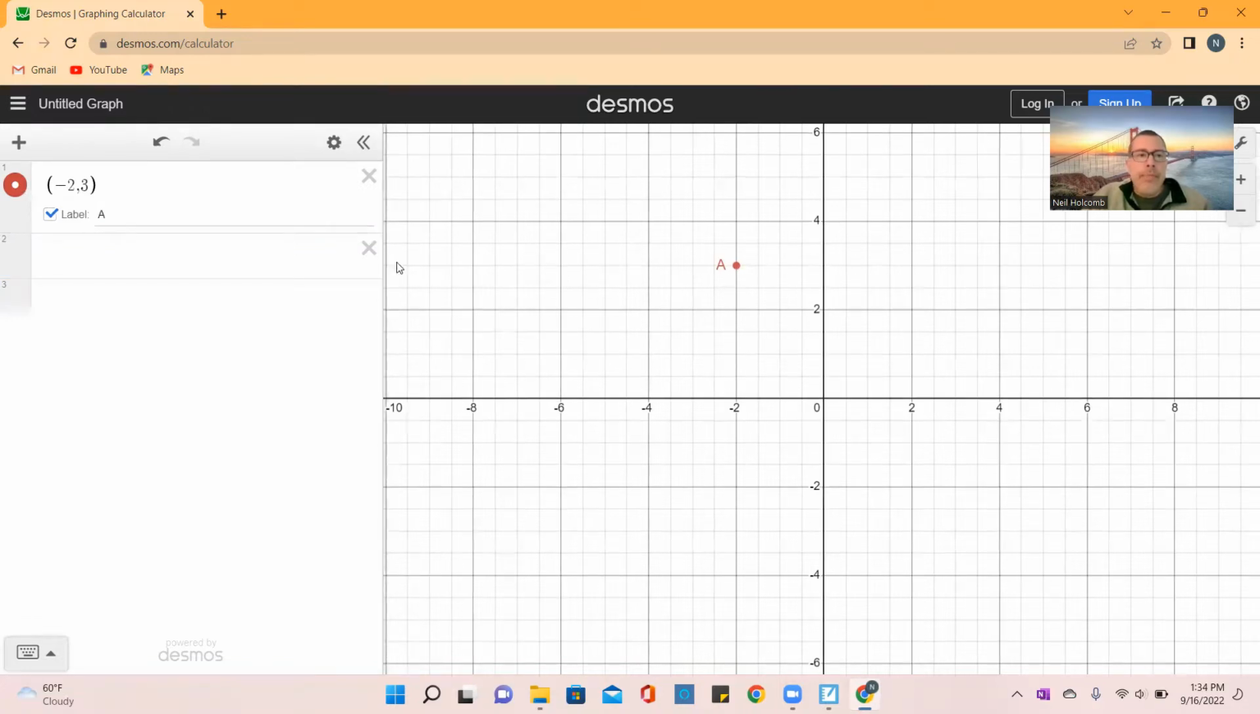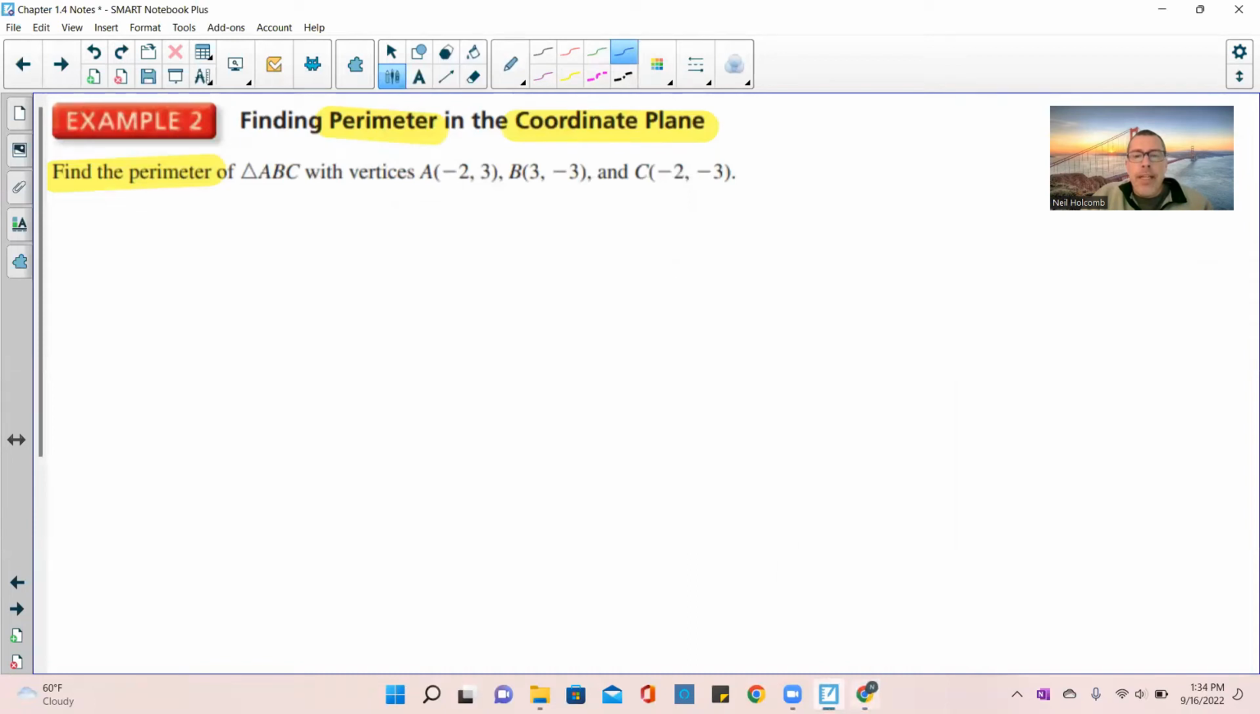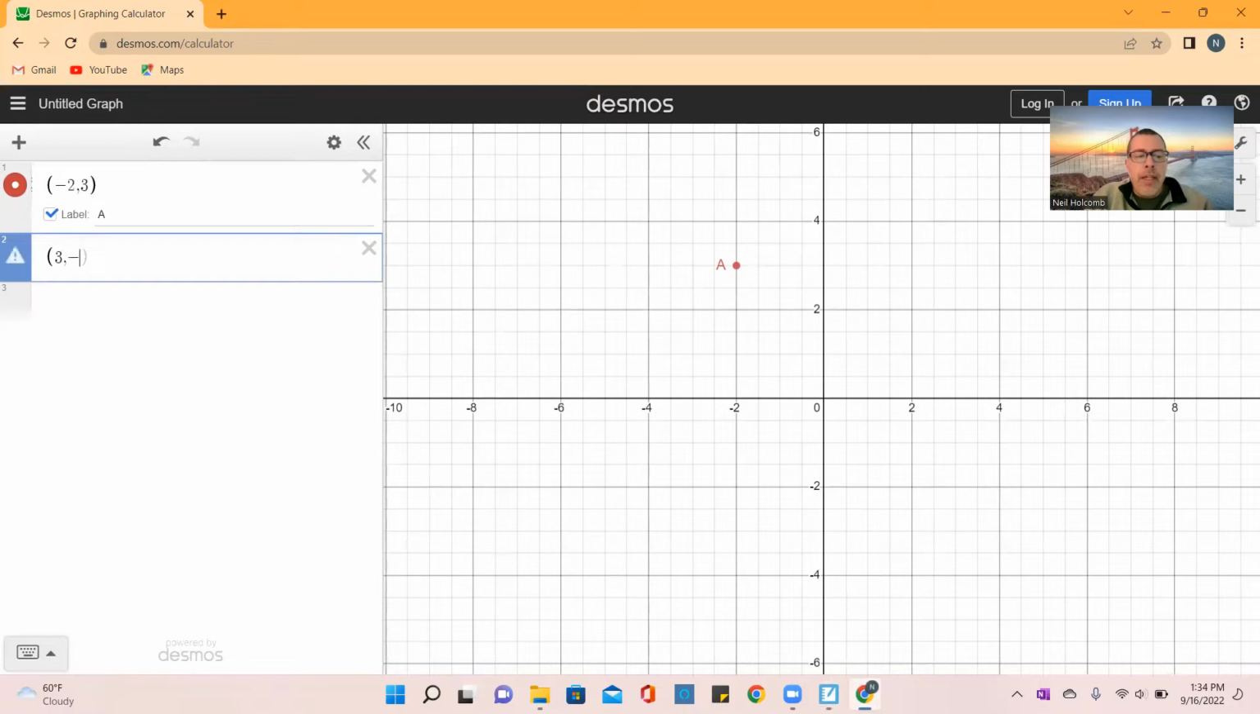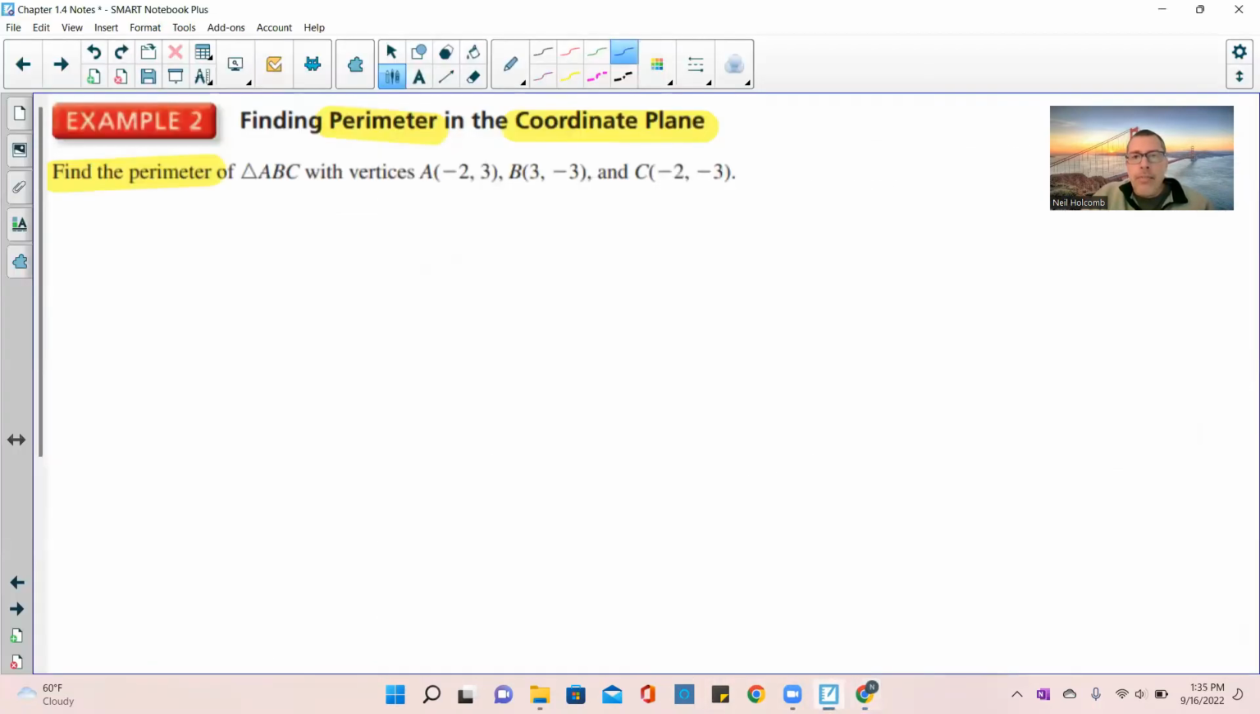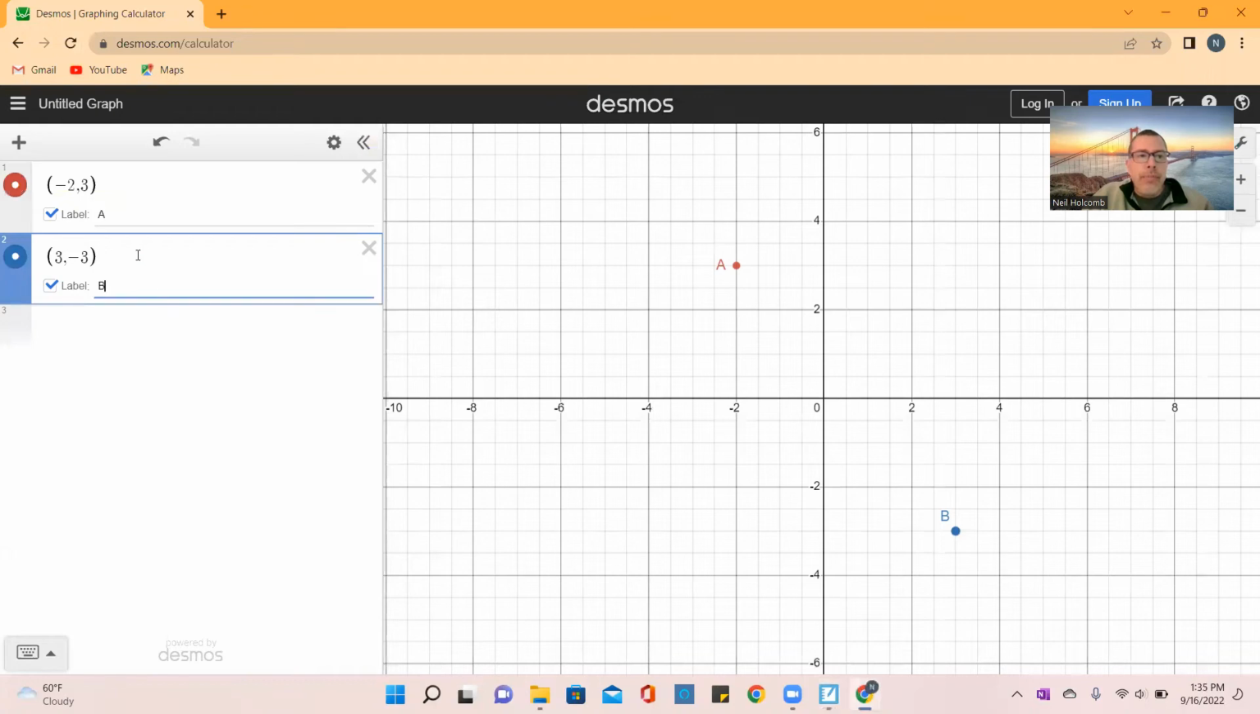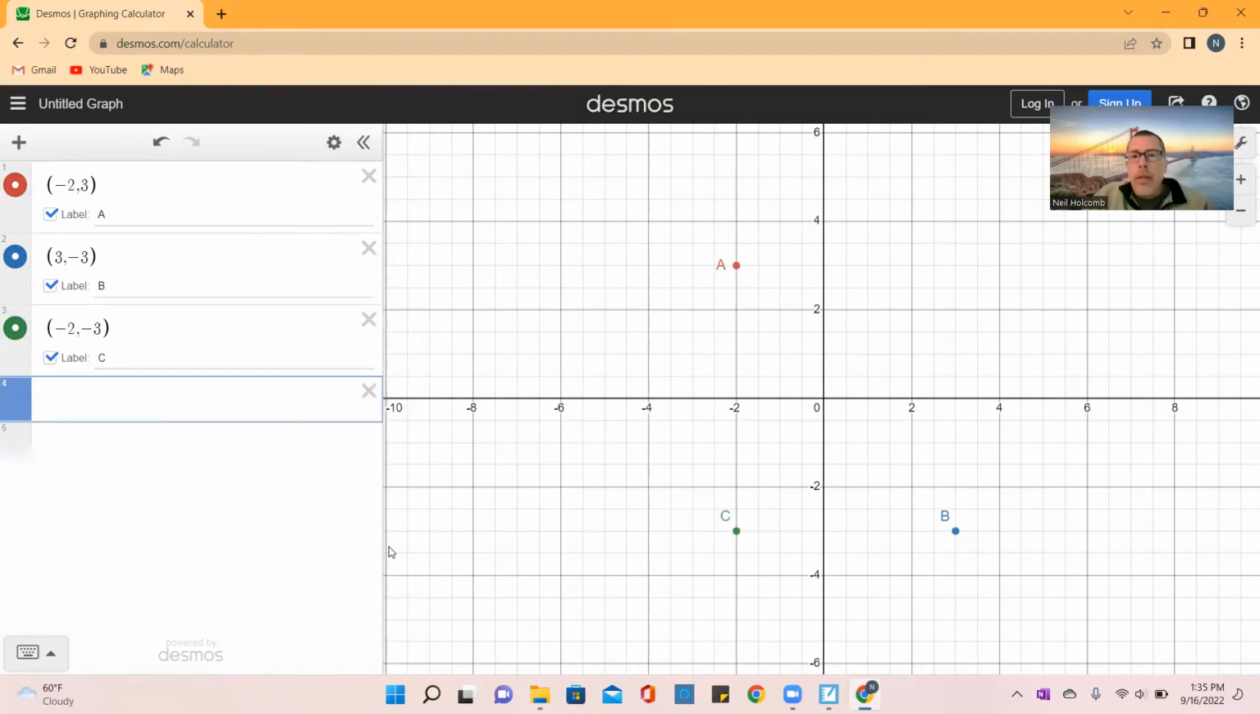Okay, so there's A. And then B is (3, -3). Label B. And then lastly, C is (-2, -3). Okay, so now if I were to connect these sides, you would see it's a triangle.